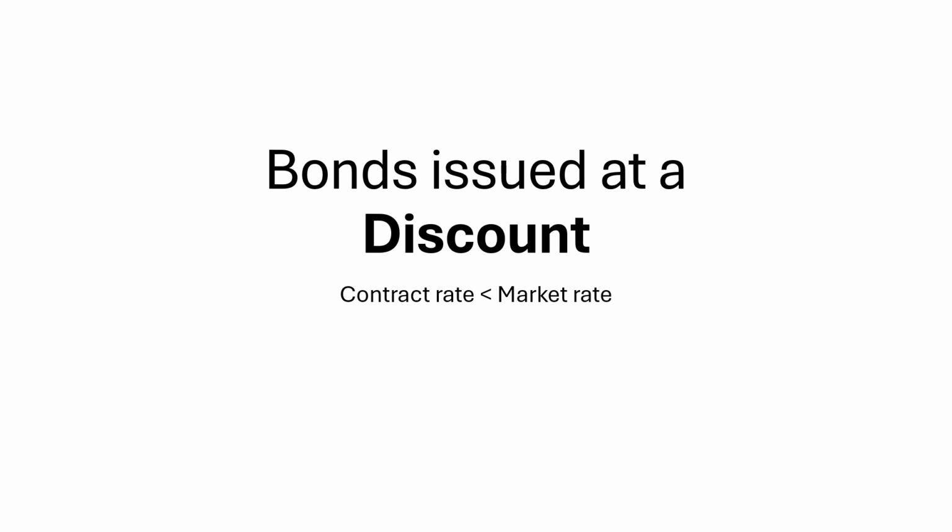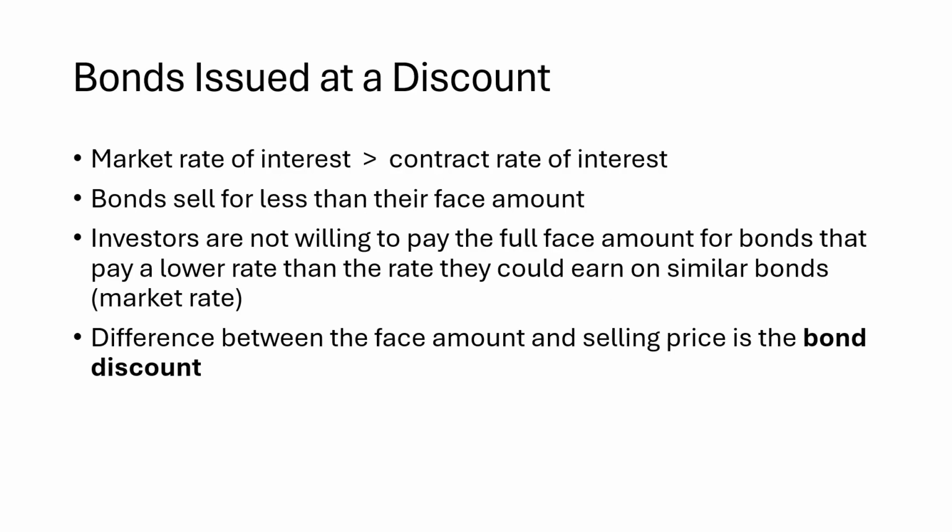Bonds issued at a discount. This is when the contract rate is less than the market rate. Another way to say that is that the market rate is greater than the contract rate. But to me, it helps if you start with the contract rate. It just makes more sense to me to do it that way and compare it to the market rate that way. So when bonds are issued at a discount, the contract rate is less than the market rate.